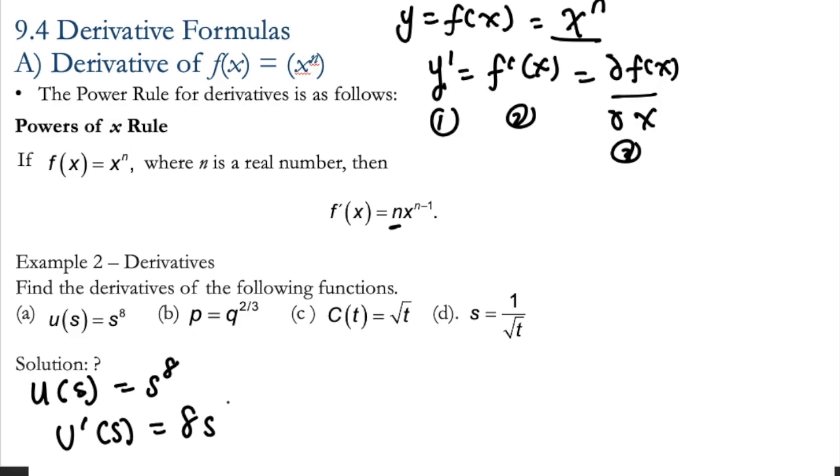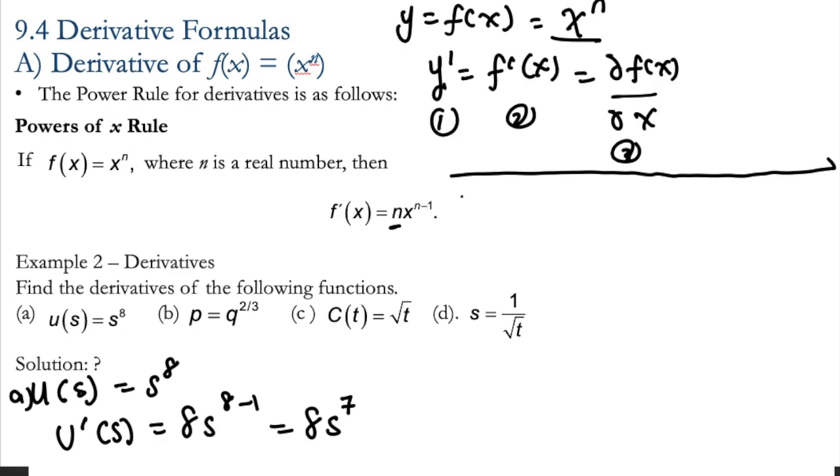And then rewrite again the power 8 here, and then minus 1. So it becomes 8 to the power of 7. Okay, so I've done A. We have, for example, here, let me pick another one here. Let's say C. Okay, so I write a line to differentiate it. So I'm doing C. So my C here is C(t) equivalent to square root of t.